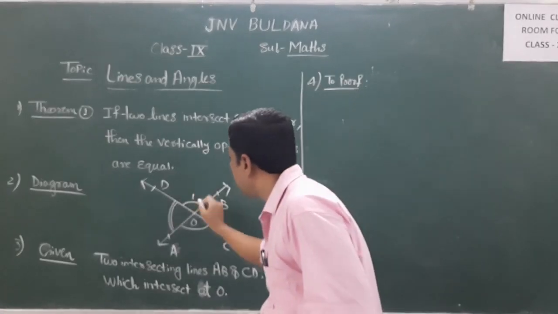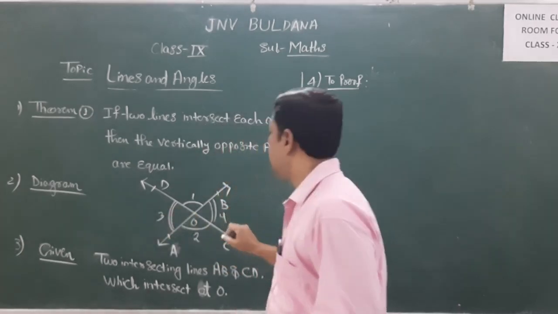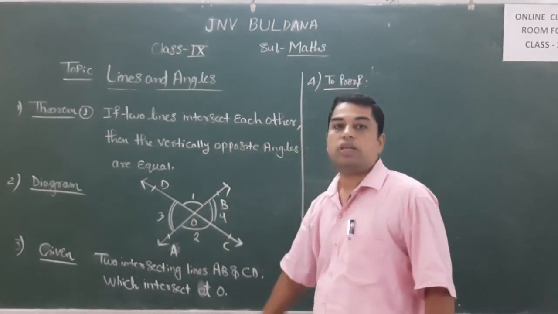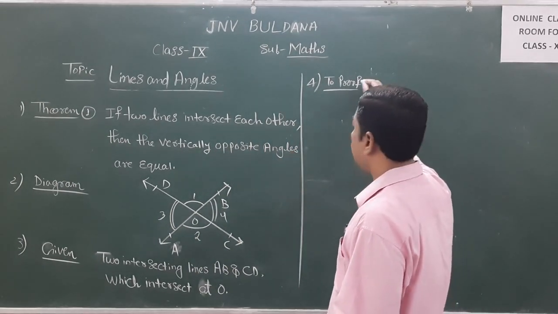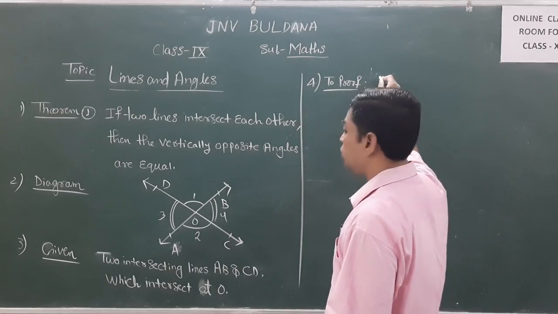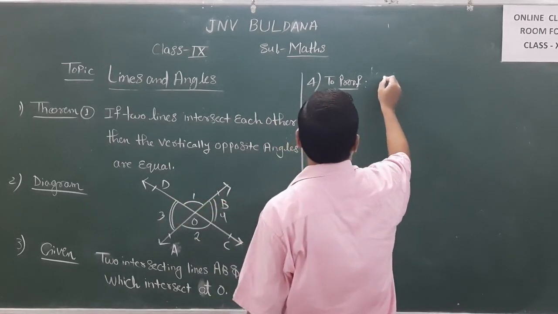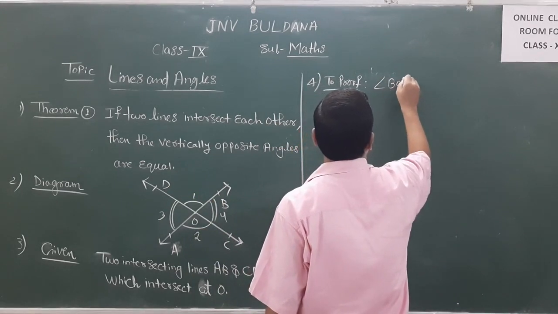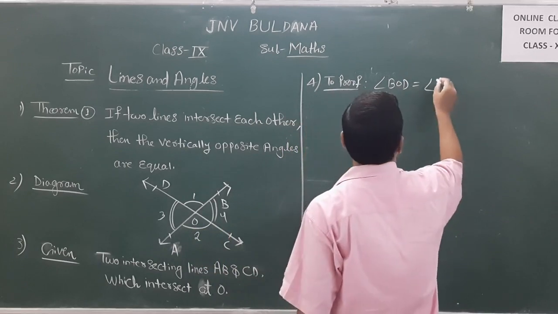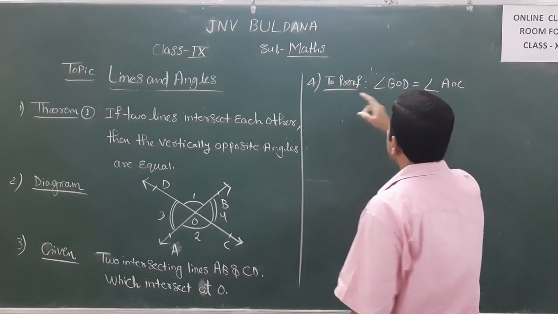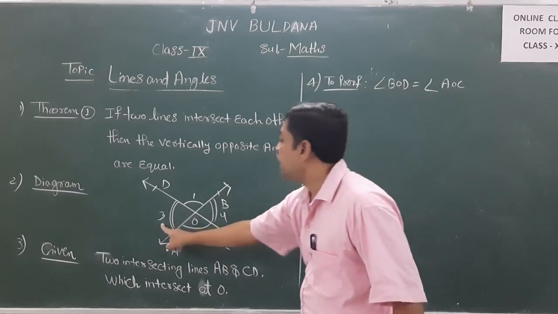Means this angle 1 and 2. This is angle 3. And why I am giving the name? If you are giving the name, it will be more easy to write. Okay, so we have to prove this angle 1 is equal to angle 2. Angle 1 means, what is the name of angle 1? You can say BOD. Angle BOD is equal to angle which one? AOC. That is to prove.